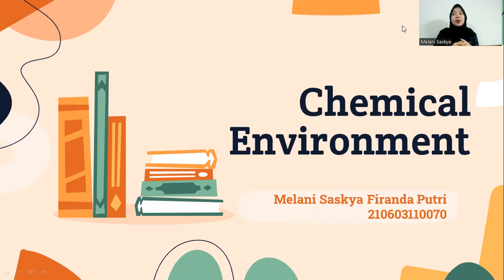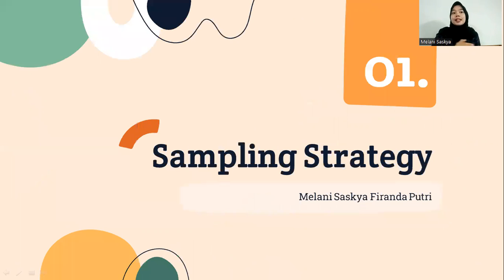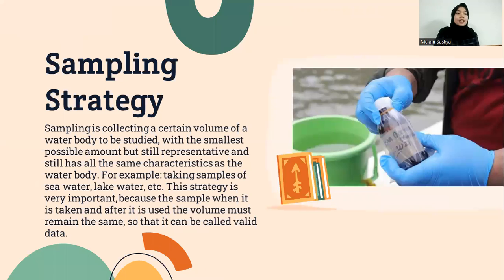In this video, we will discuss the chemical environment. The first is the sampling strategy. The sampling strategy is collecting a constant volume of a water body to be studied with the smallest possible amount, but still representative and still has all the same characteristics as the water body.